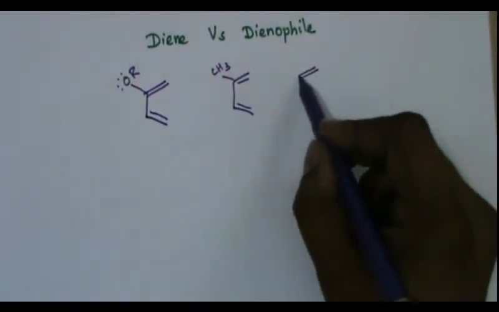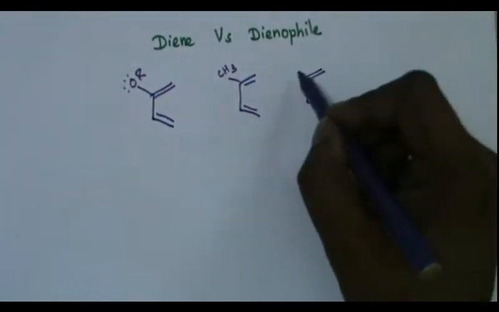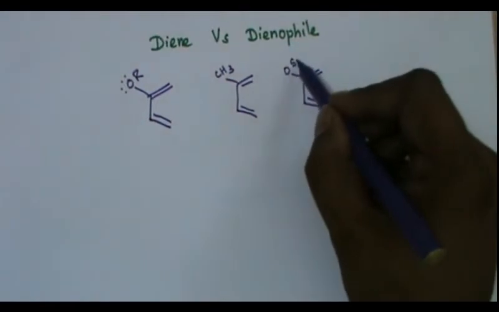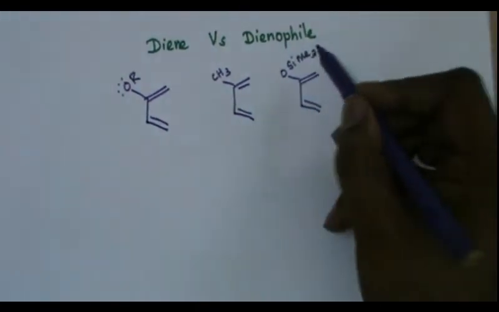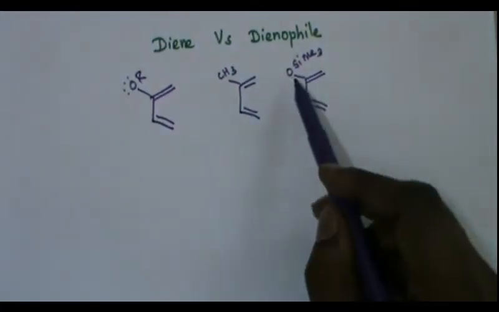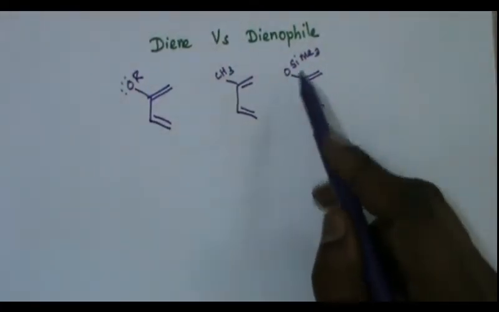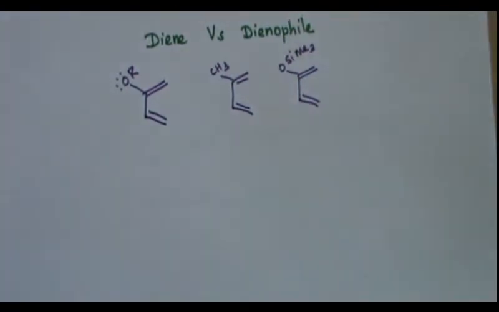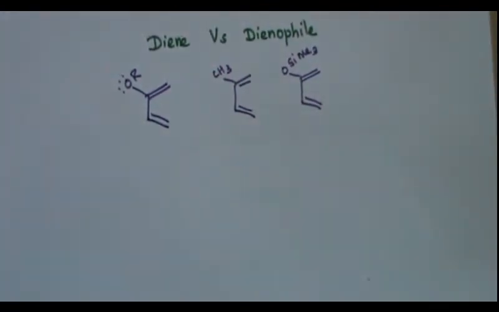You may have come across this diene known as Danishefsky diene, where instead of OMe there is O-silane. Since these are electron donating groups, the reactivity will be higher than other simple butadiene.